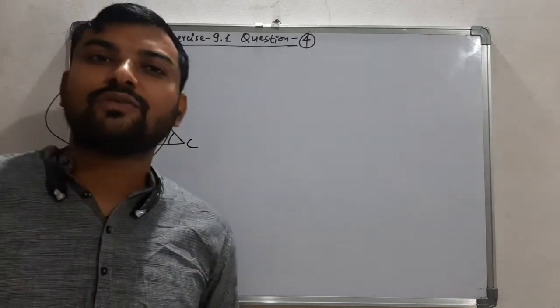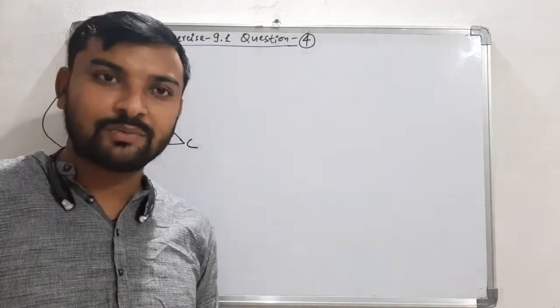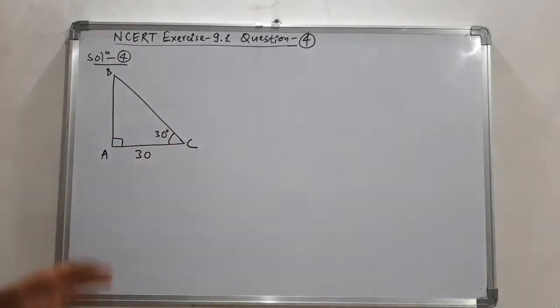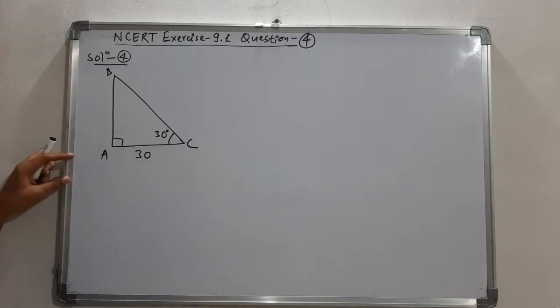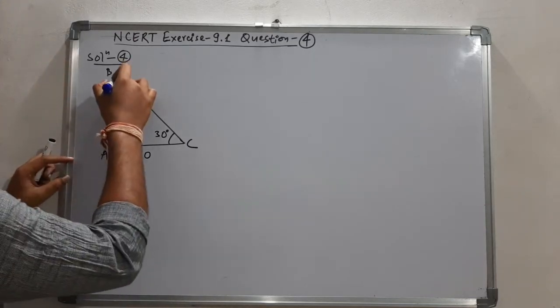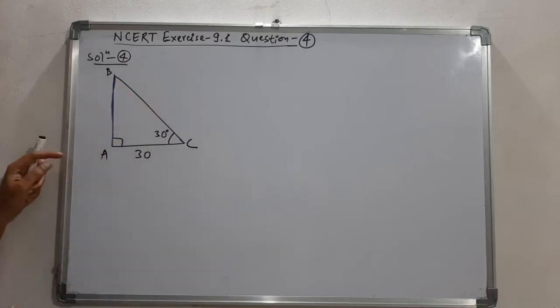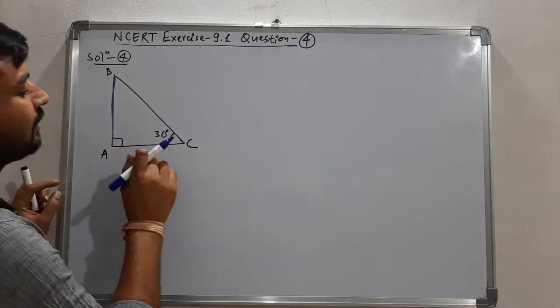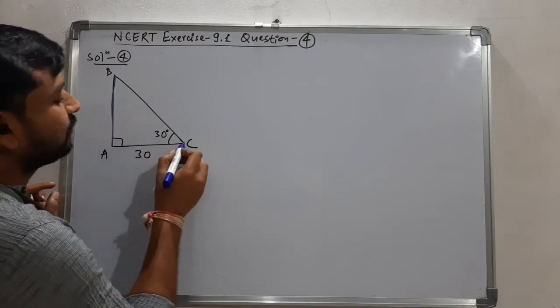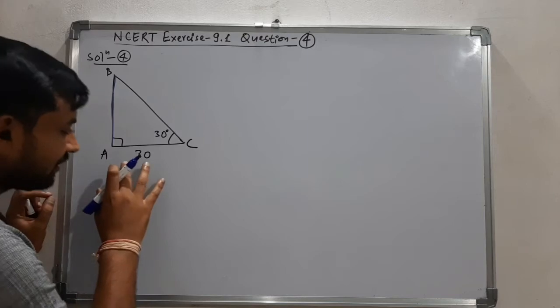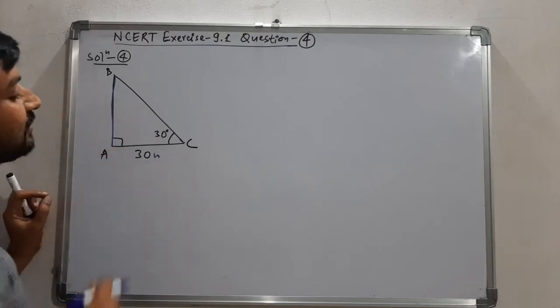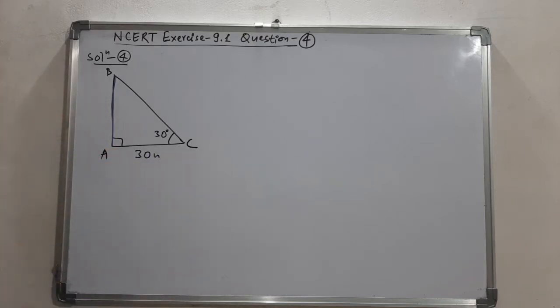So let us come to the fourth question from your NCERT book, and the situation is something like this, where I draw this figure. In this figure you can clearly see we have a tower AB which is inclined to the ground from a point by angle 30 degree, which is 30 meters away from its base. We have to calculate the height of tower.